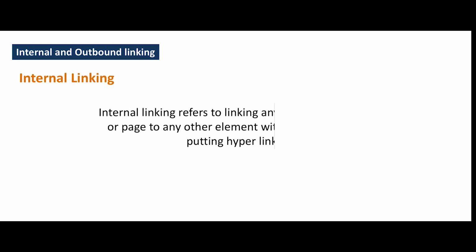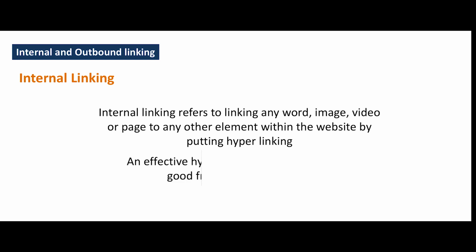Internal and outbound linking. The next technique of content optimization is internal and outbound linking. First, let us understand what is internal linking and what is outbound linking. Internal linking refers to linking any word, image, video or page to any other element within the website by putting a hyperlink. It makes the site more user-friendly and offers good navigation. Effective hyperlinking is always considered good from an SEO point of view.